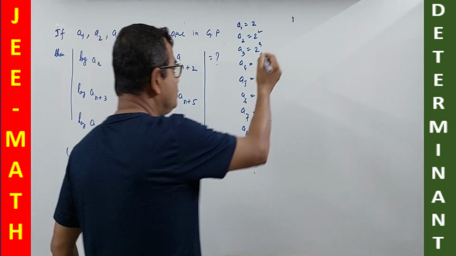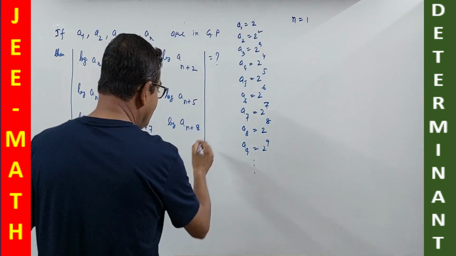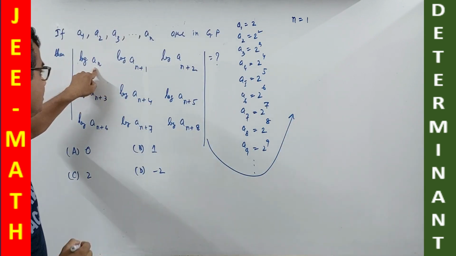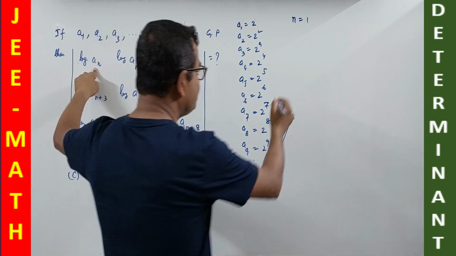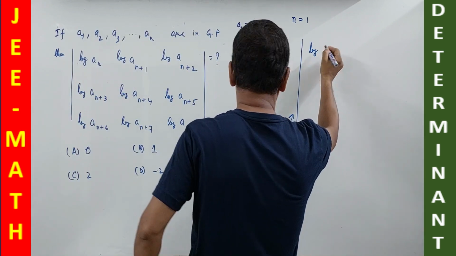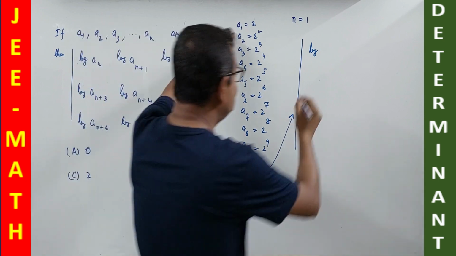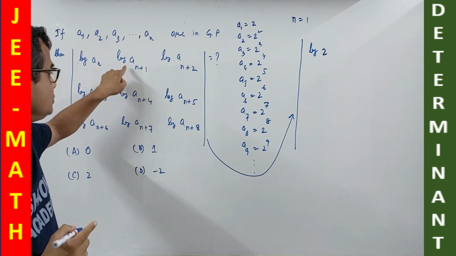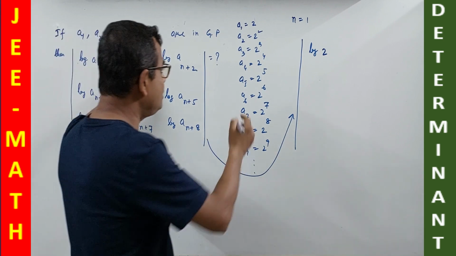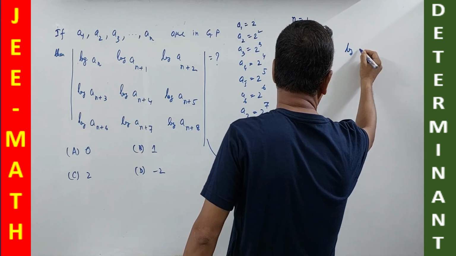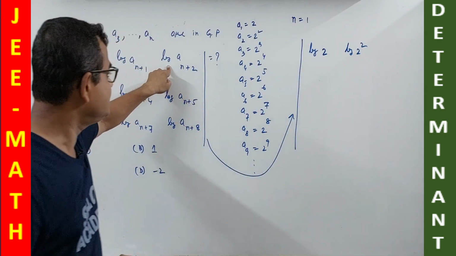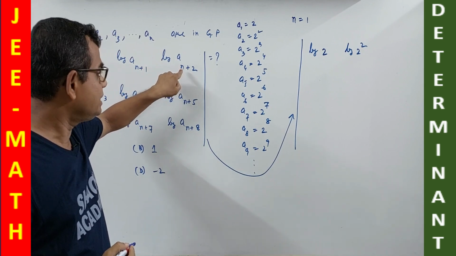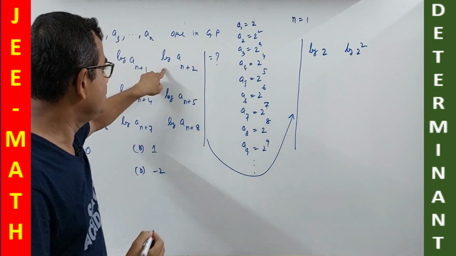Now assume n equals 1. Now the determinant becomes log of a1. What is the value of a1? a1 is 2. Log of an+1, you put n equal to 1, so you get log of a2. What is the value of a2? 2 square. So we write here log of 2 square. And what is the value of log of an+2? Put n equal to 1, so you get a3. What is the value of a3? 2 cube. So you get log of 2 cube.